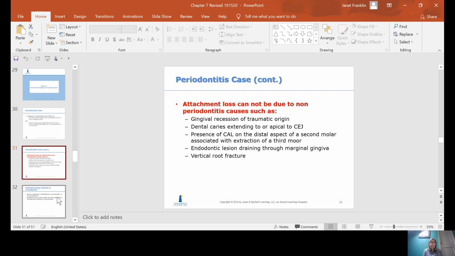Presence of clinical attachment loss on the distal aspect of a second molar associated with the extraction of a third molar. So they took out the molar and the tissue behind it didn't heal. Then you have endodontic lesions. Endodontic lesions that drain up through the gingiva. They'll destroy the ligaments in the bone around a tooth, but that's considered part of the endodontic destruction. Or a vertical root fracture. So if a patient fractures the root from the top to the apex, those root fractures are going to form a deep pocket and a lot of infection if they're not taken care of. But that's not considered periodontal disease.